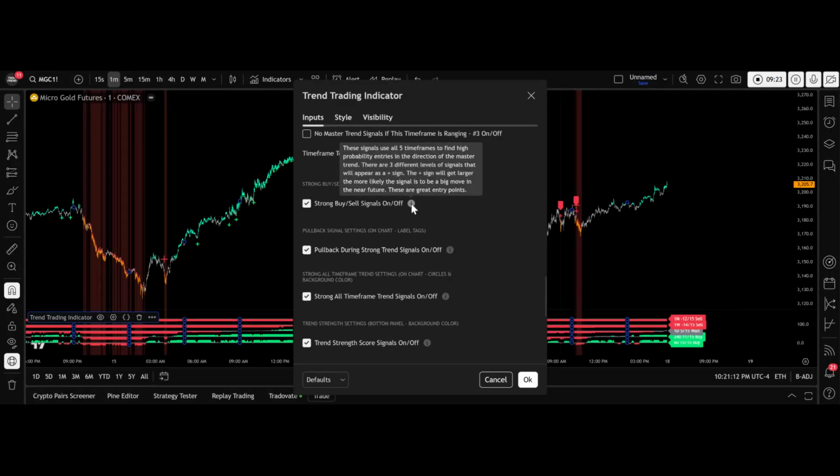Again, you can hover your mouse over here to read through everything if you forget. But these are just typically high probability entries in the direction of the master trend. So the bigger the cross is, the more likely it is to give us a good push in that direction.